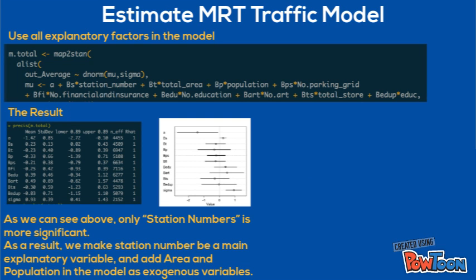Phase 2 is about model building. The first step we did is putting every variable in the model, and we will get the result as below. As we can see, only station number has a significant effect on the traffic, which means the coefficient of beta is totally above 0. As a result, we decide to put station number as a main explanatory factor in the model. Furthermore, we want to know how population and area would affect the traffic, so we make both of them exogenous variables.